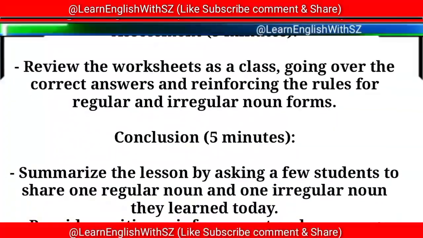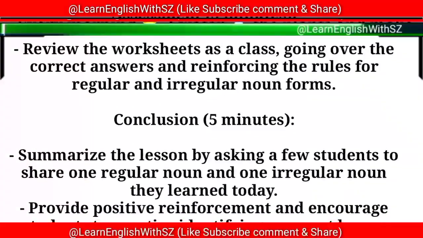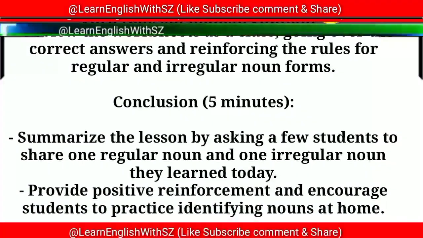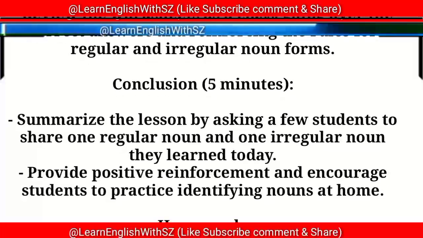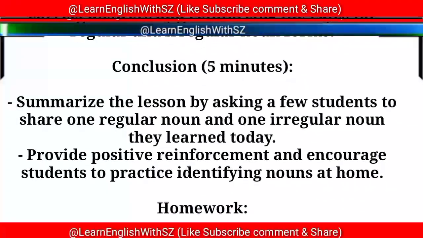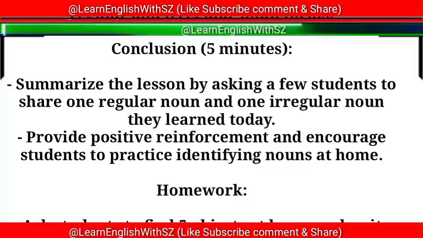Summarize the lesson by asking a few students to share one regular noun and one irregular noun they learned today. Provide positive reinforcement and encourage students to practice identifying nouns at home.